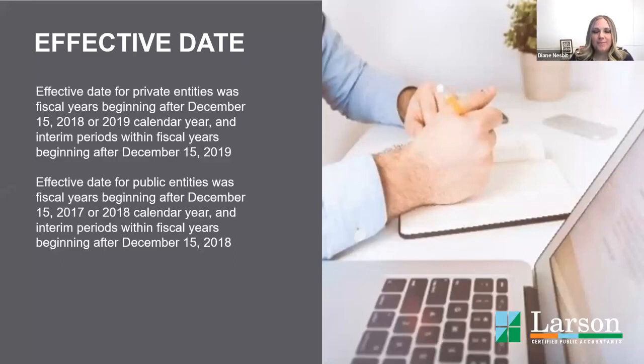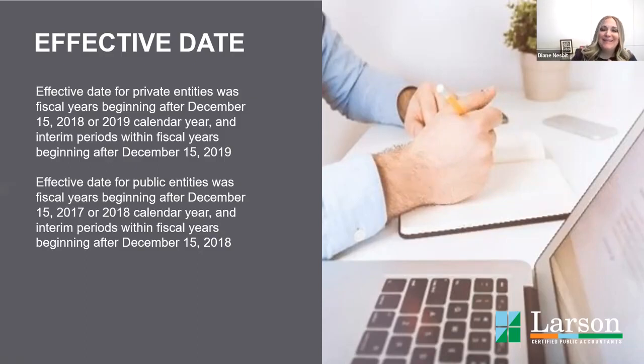So the effective date. Here, this could be either good news or bad news for you. The good news is that it's already effective. So if you already implemented, then you don't need to worry too much about this. But the bad news is that if you didn't implement yet, you're late to the party.